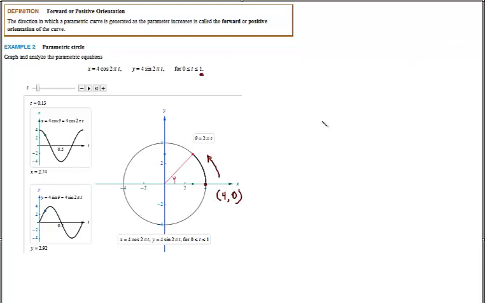Alright, I'd like to eliminate the parameter t just to see how x and y relate. I'm going to pull a little trick here. I'm going to look at and see what x squared plus y squared equals. Well, I know what x is. He's 4 cosine 2 pi t. So let's square him.